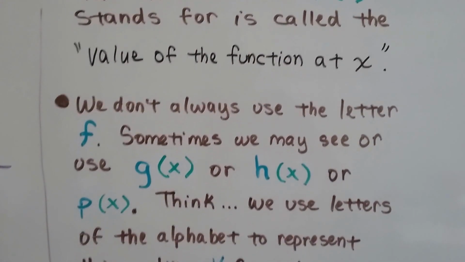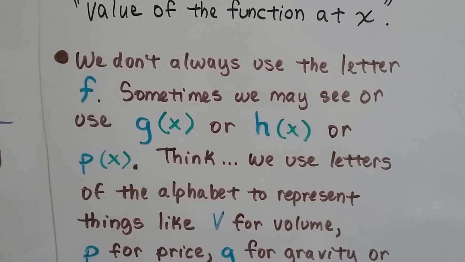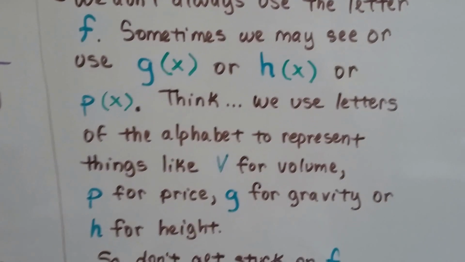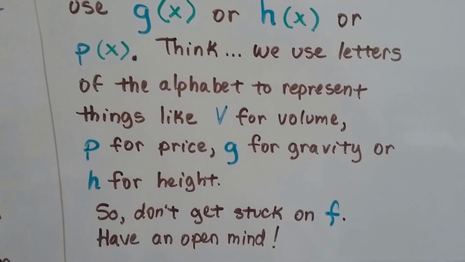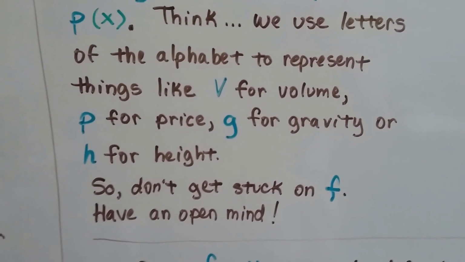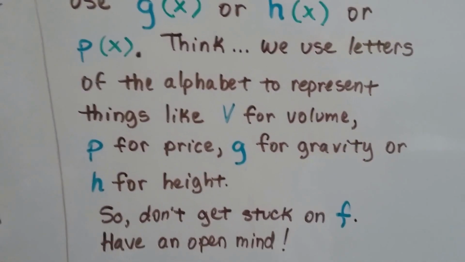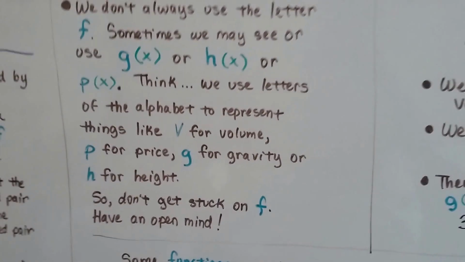We don't always use the letter f. Sometimes we may see or use a g of x or an h of x or a p of x. So think, we use letters of the alphabet to represent things like v for volume, p for price, g for gravity, or h for height. So don't get stuck on the f, okay? Have an open mind. It's just the function of x, all right?